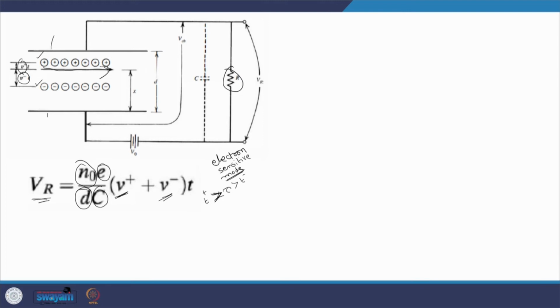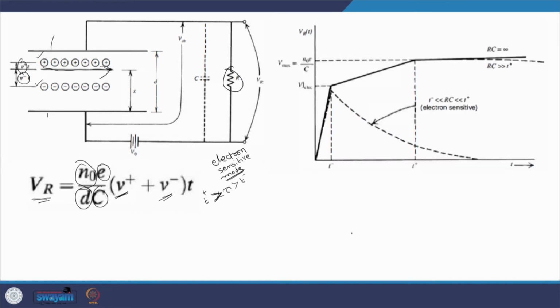So, it will not consider the motion of the positive ions, otherwise it is difficult to maintain the count rate. Okay? And this is how the time development of voltage pulse across the load resistance takes place. Time on x-axis, voltage development across the load resistance on y-axis.